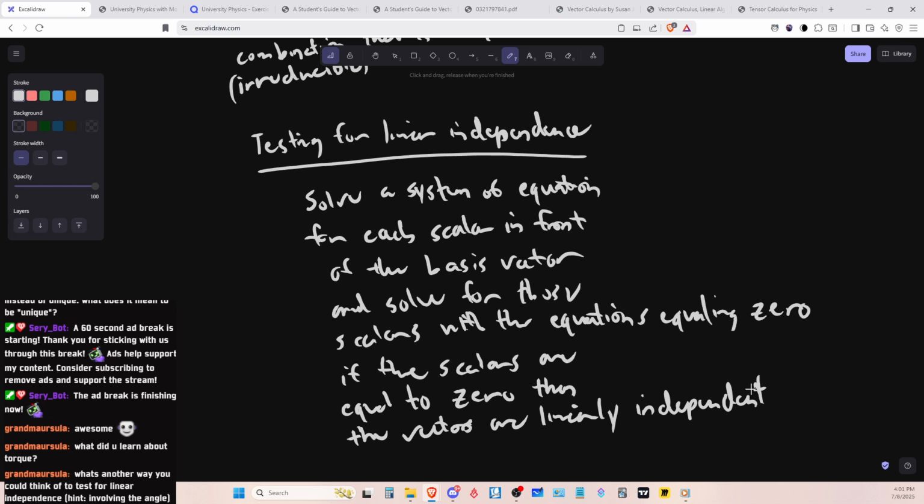What's another way you could think of a test for linear independence involving angles? Involving angles? That's a really good question. Probably gonna have to ponder that for a while.